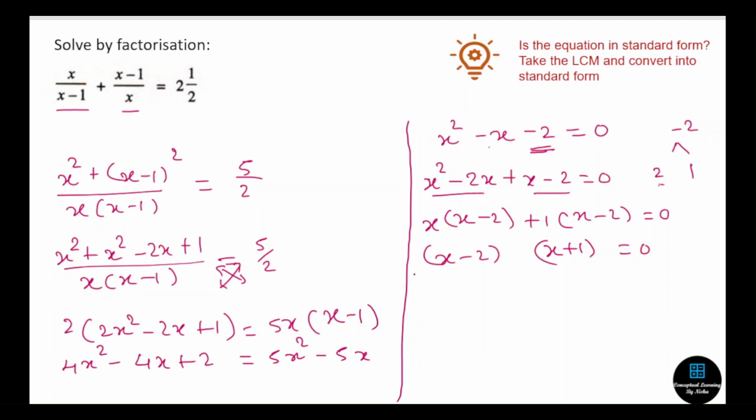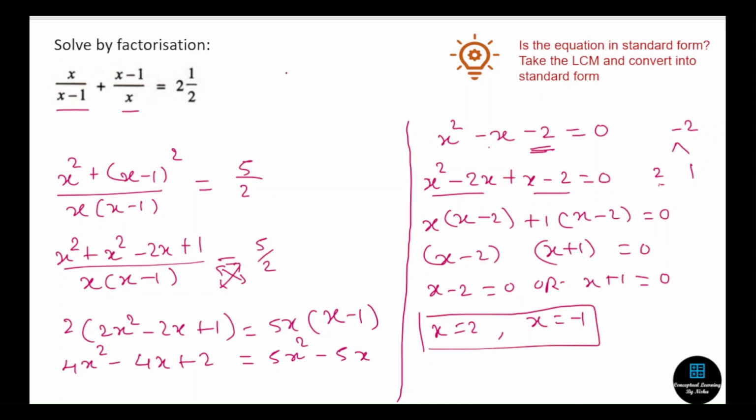Now apply the zero product rule. So what I'll get, x minus 2 equals 0 or x plus 1 equals 0, and we'll get x equals 2, x equals minus 1. So these are two roots, okay, of the given equation. Isn't it easy?